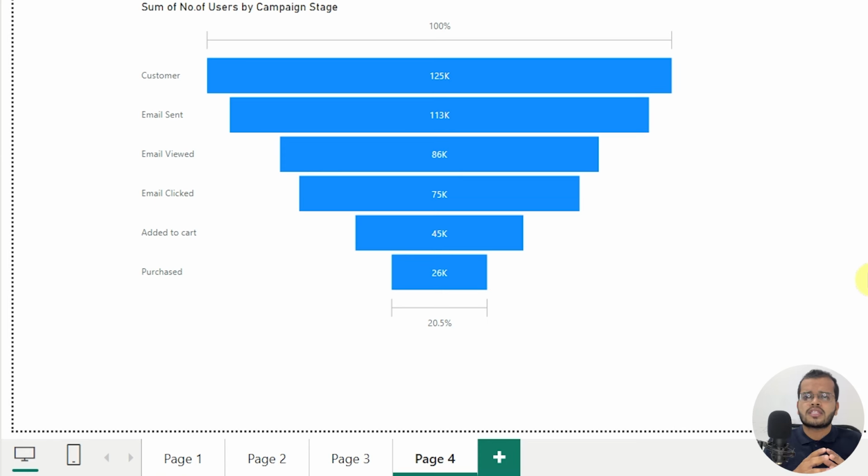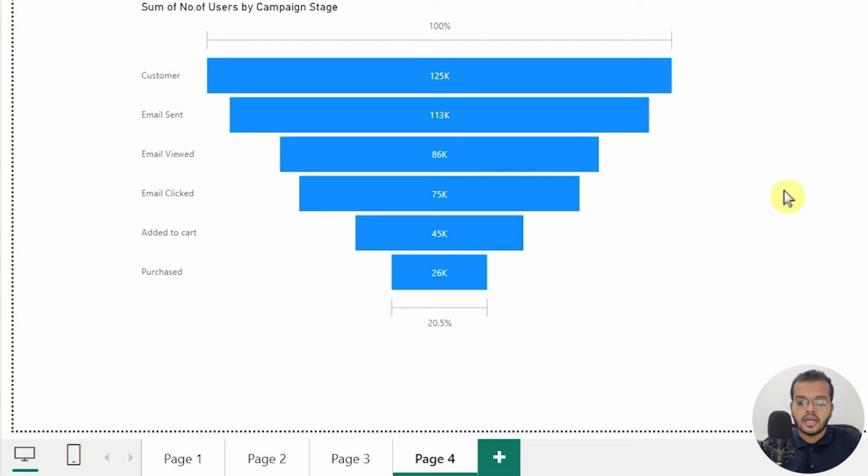Okay, so we need to understand what is the bottleneck stage that we have to focus on, so that we can increase the number of people who purchase the products. Being a Power BI developer, data analyst, business analyst or BI developer, we need to give a suggestion to the client that, sir, this is the bottleneck stage where you have lost most of your customers. If you improve this stage, then your purchasing percentage will also increase.